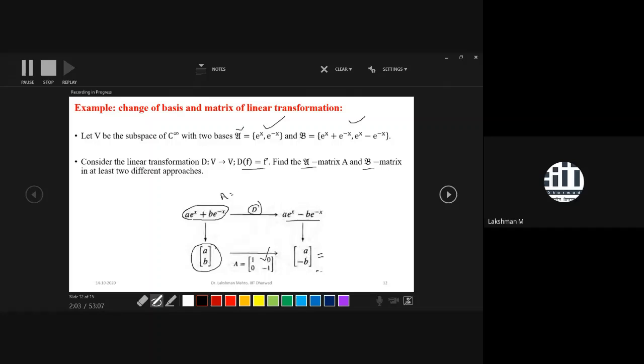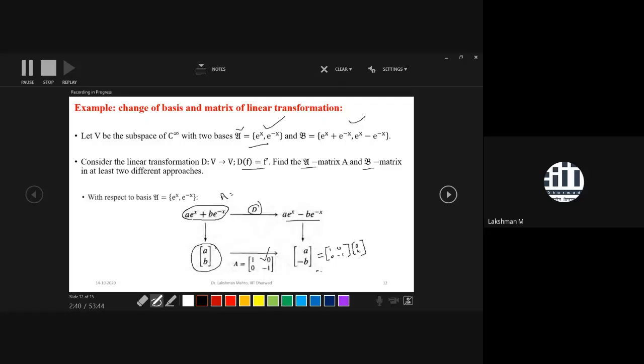The vector (a, minus b) can be written as a matrix-vector product this way. You get a when you multiply row (1, 0) with (a, b), and you get minus b when you multiply row (0, minus 1) with (a, b). So just by inspection you got the matrix of transformation. This is the matrix of transformation with respect to the first basis.